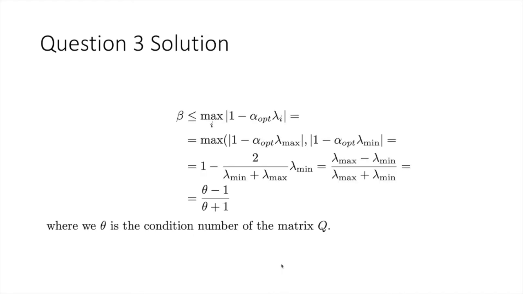So the solution is as follows. Beta is smaller than the maximum over i of the absolute value of 1 minus alpha optimum lambda i, which is the maximum of the absolute values of 1 minus alpha optimum lambda max and 1 minus alpha optimum lambda min. And so what that equals to is 1 minus 2 divided by lambda min plus lambda max, as we have seen in the previous question, multiplied by lambda min, and that is equal to lambda max minus lambda min divided by lambda max plus lambda min. And so that is equal to theta minus 1 divided by theta plus 1. To remind you, theta is lambda max divided by lambda min.